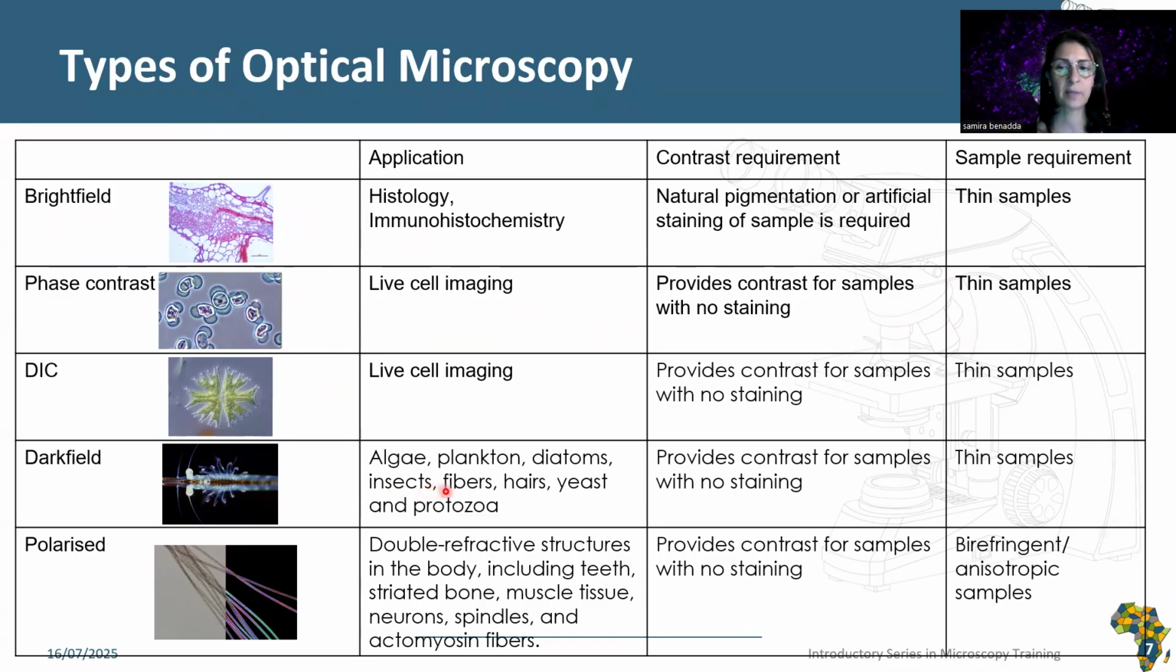Dark field microscopy provides contrast in algae, plankton, diatoms, insect fibers, hairs, yeast, and protozoa. You have other optical microscopy techniques like DIC and polarized microscopy. Samples like teeth, bones, or striated muscles can be visualized with polarized microscopy. So depending on your sample and the research question, you can choose one of these techniques that will show the results best.